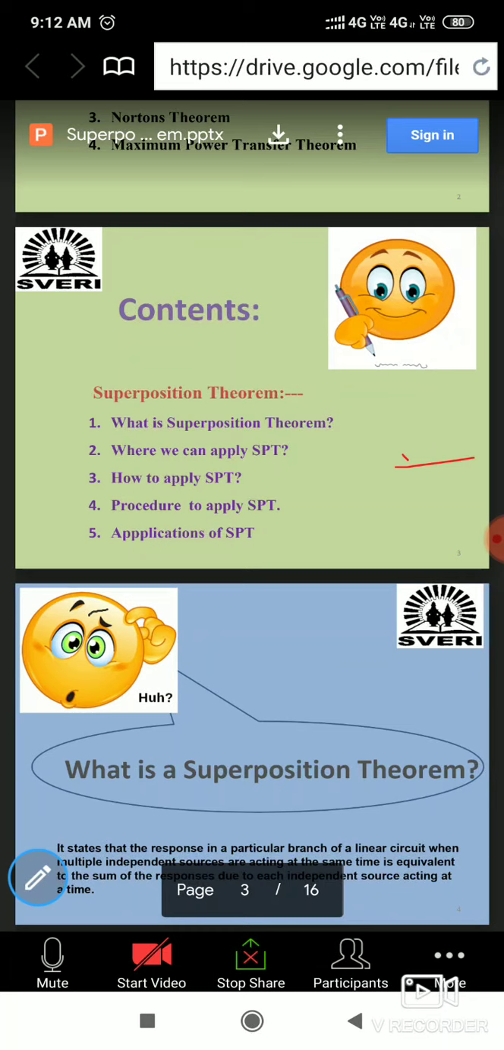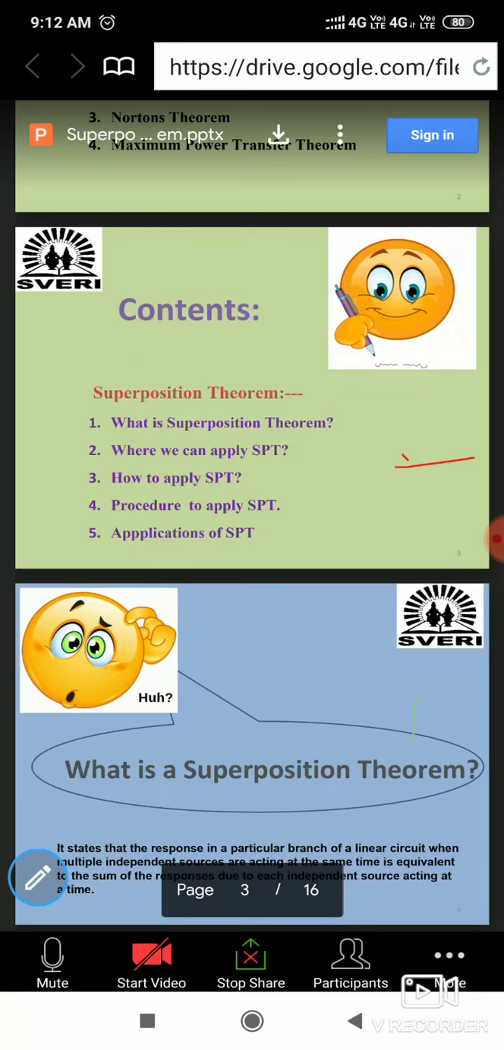First of all, what is the superposition theorem? What do you mean by superposition theorem? So we can understand this. After that, where we can apply SPT. I have written SPT as the short form of superposition theorem, so instead of superposition theorem, I will use the word SPT.